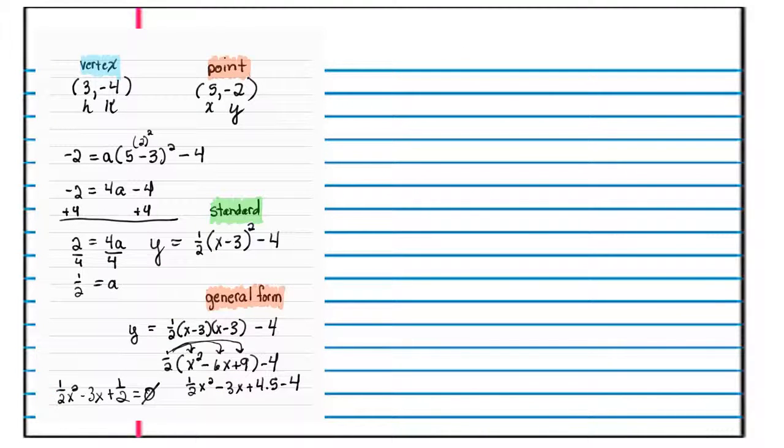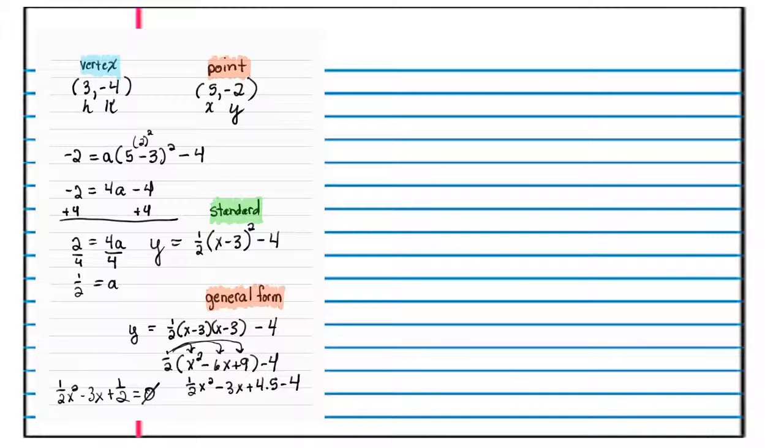Let's find the standard form of an equation that has a vertex and it has a point on the parabola. With these, to find the equation of a quadratic, you need to have two things. You need to have a vertex and you need to have some sort of point. It can be a y-intercept or it can just be a point on the parabola.